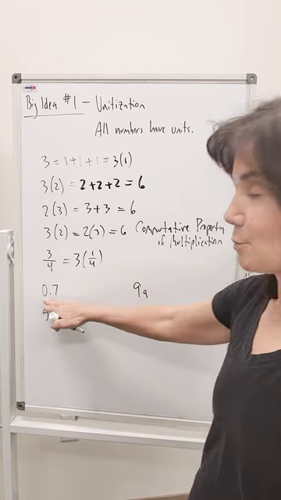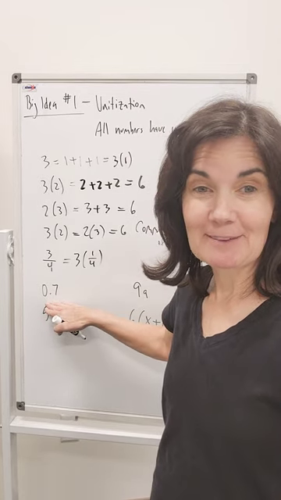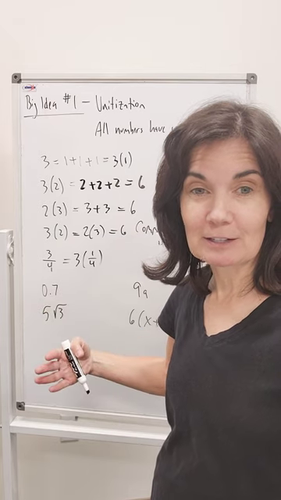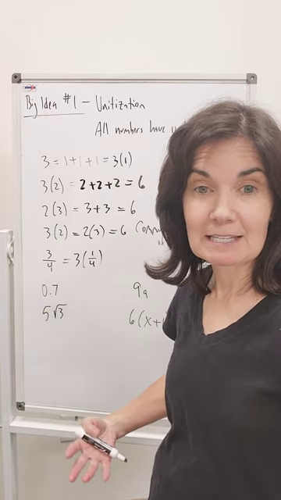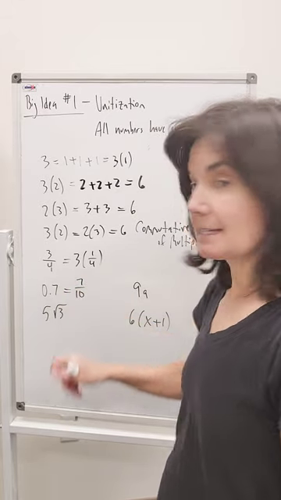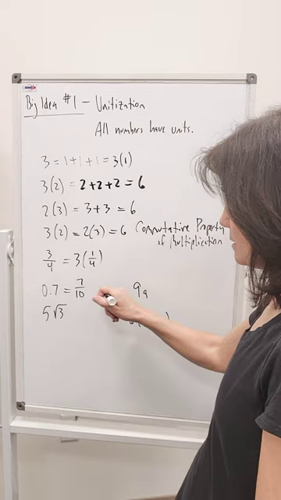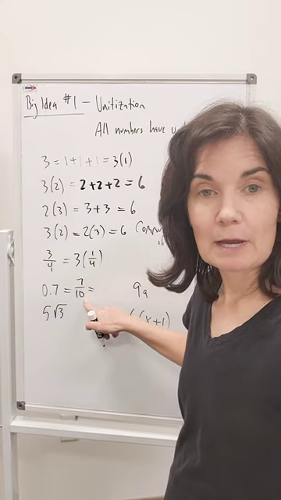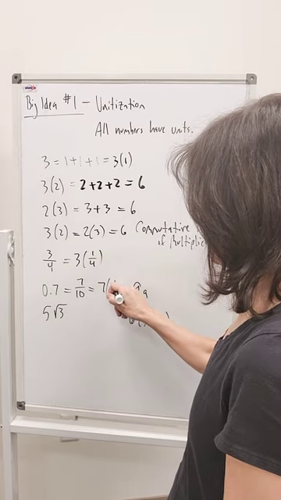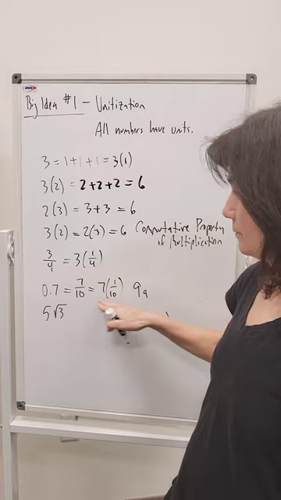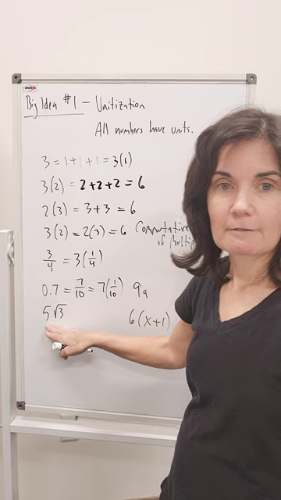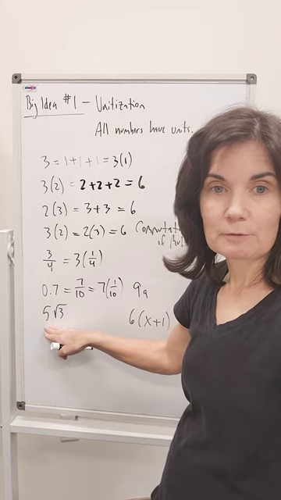Okay, next one. This is not 0.7, right? Our decimal system is based on units, based on tenths, based on tens, right? So this is the equivalent of 7/10. That means we have tenths and we're counting tenths and we have seven of them. 7/10.